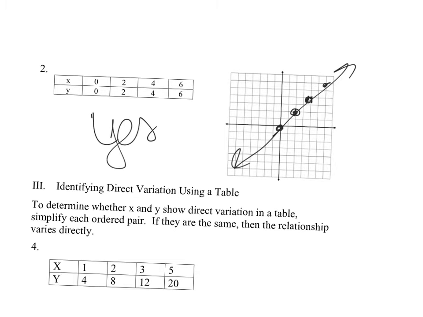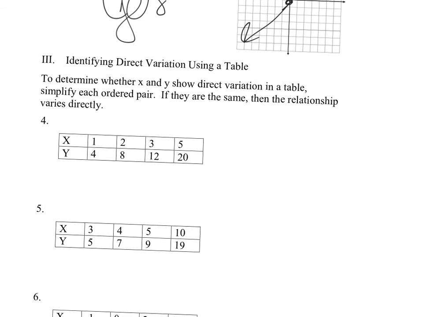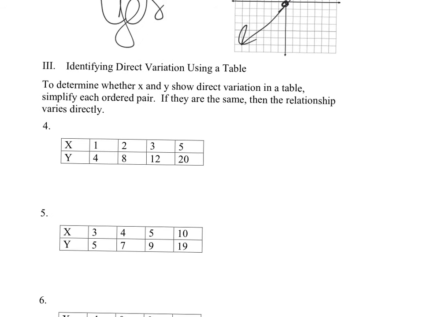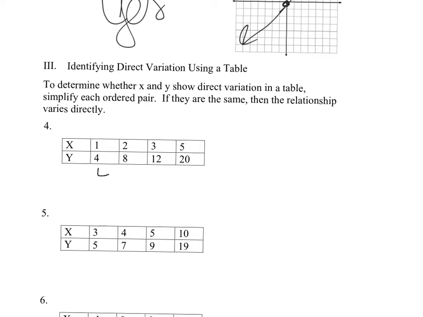Another way to determine if it is showing direct variation is to use a table. When you do this, to determine whether x and y show direct variation in the table, simplify each ordered pair. If they are the same, then the relationship varies directly. I always like to take the slope, which is your ratio of y to x, change in y over change in x. So the first point is 4 to 1. The second point is 8 to 2. The third point is 12 to 3. The fourth point is 20 to 5.